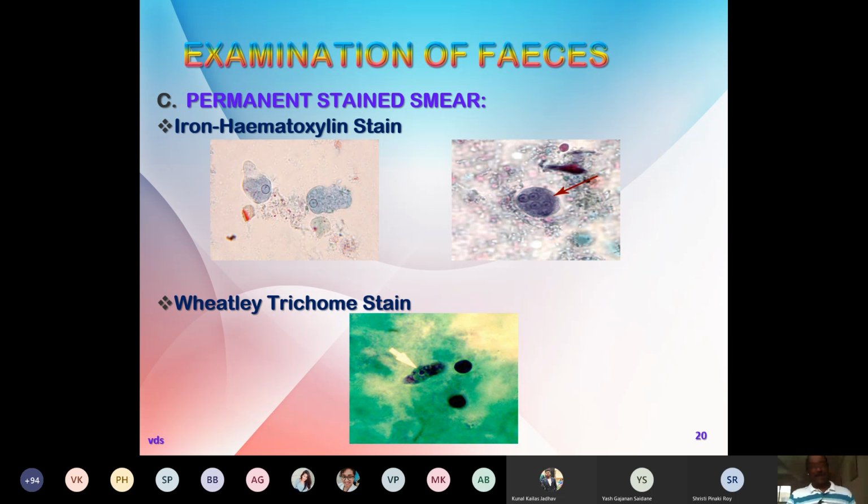The third stain is Wheatley trichrome stain. Here I have shown the trophozoite of Naegleria fowleri, a free-living amoeba. So these are some of the important permanent staining methods used to stain the protozoal parasite, whichever form it is, trophozoite, cystic form or oocyst. Okay.